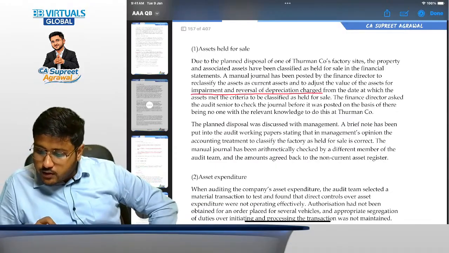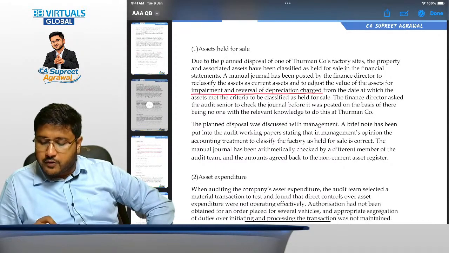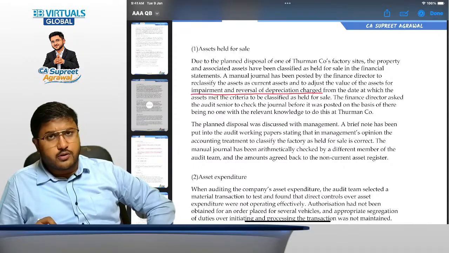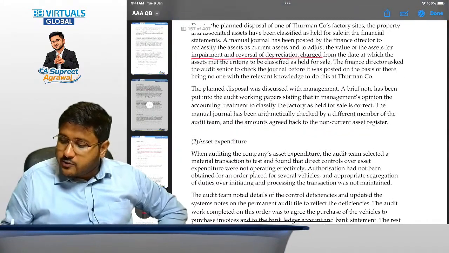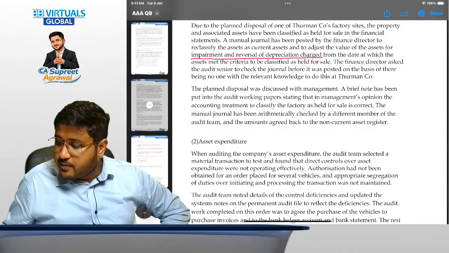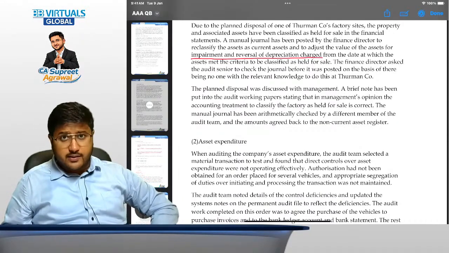Okay. Now, the finance director asked the audit senior to check the journal before it was posted on the basis of there being no one with the relevant knowledge to do this at the company. So they have asked the auditor to do it. Okay. Now, the planned disposal was discussed with the management. A brief note has been put into the audit working papers stating that in management's opinion, the accounting treatment to classify the factory as held for sale is correct.